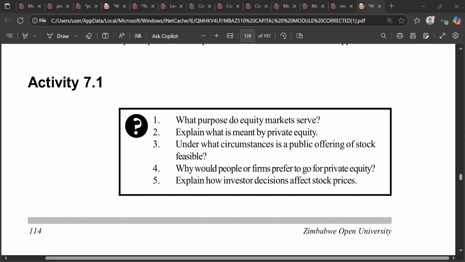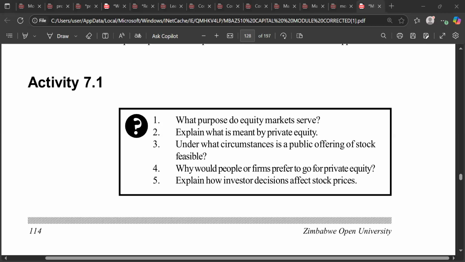So generally, equity markets serve the purpose of, firstly, capital formation. Companies are able to raise long-term capital by issuing new shares to investors, which helps fund expansion, innovation, and so on. Secondly, it serves the purpose of liquidity.